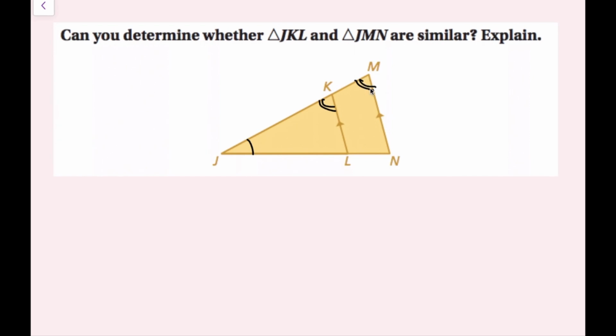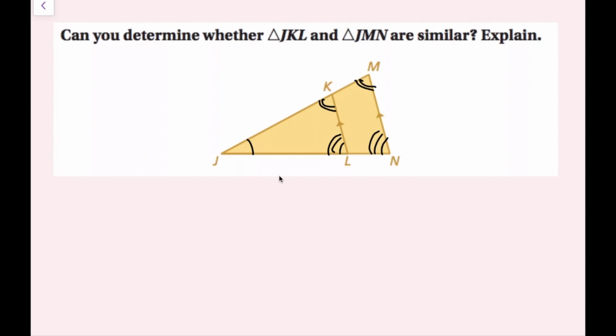Therefore, I know that they're going to be congruent. Now that I have two pairs of congruent angles, J and J, and then K and M, I know that my third pair are also going to be congruent. Now, you could have figured that out. Angle JLK and angle JNM are going to be congruent as well because these are corresponding angles as well.